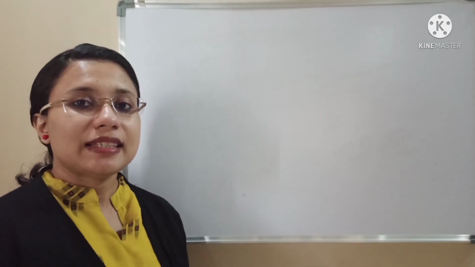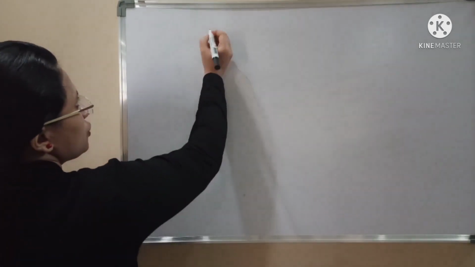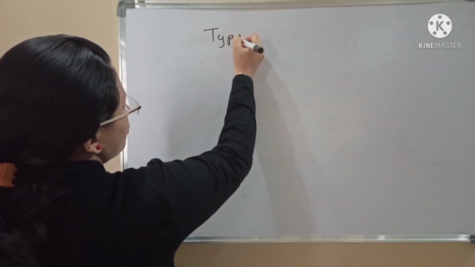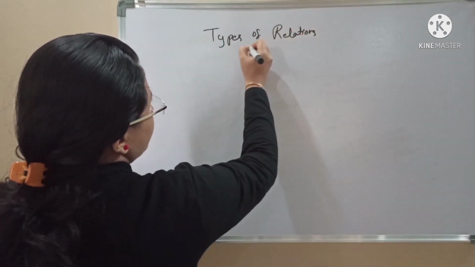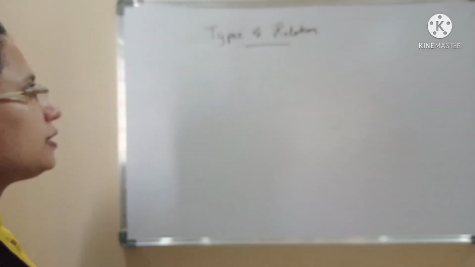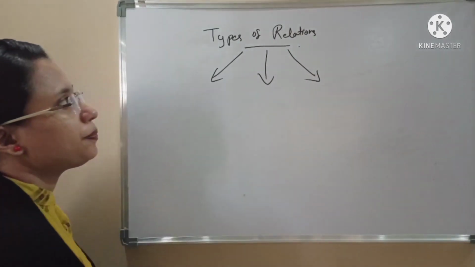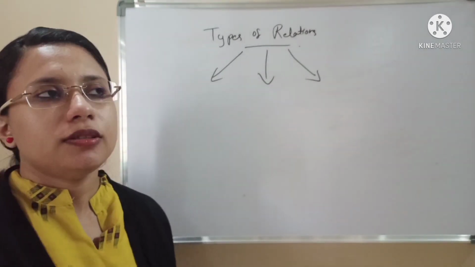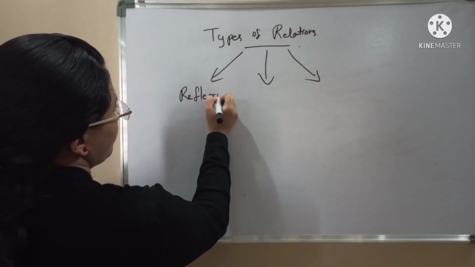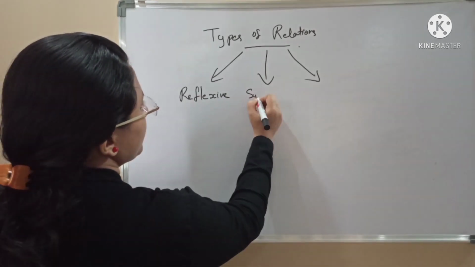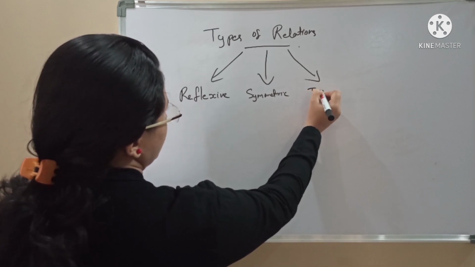Next we will see the different types of relations and functions. The first thing is types of relations. There are three major categories of relation. The first one is reflexive, then symmetric, then transitive.